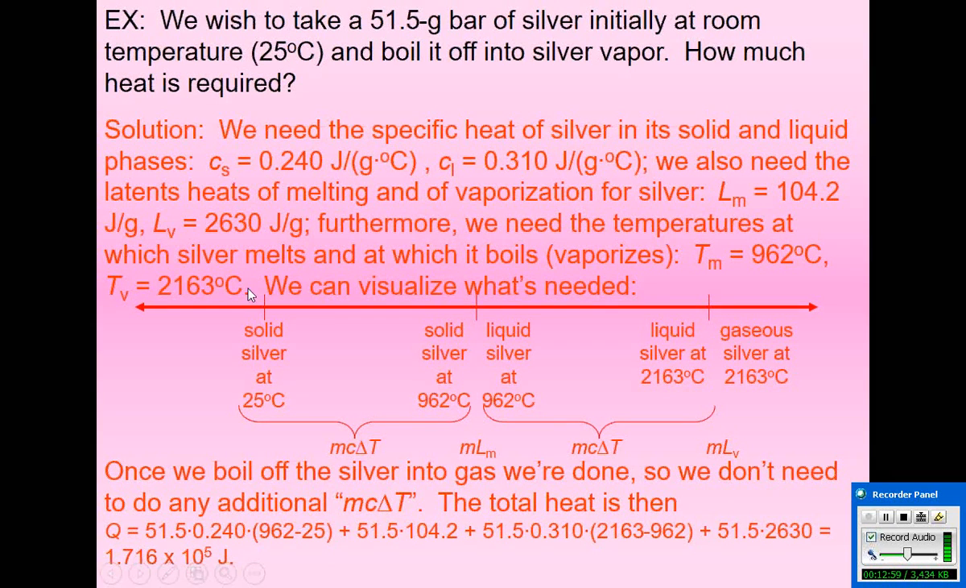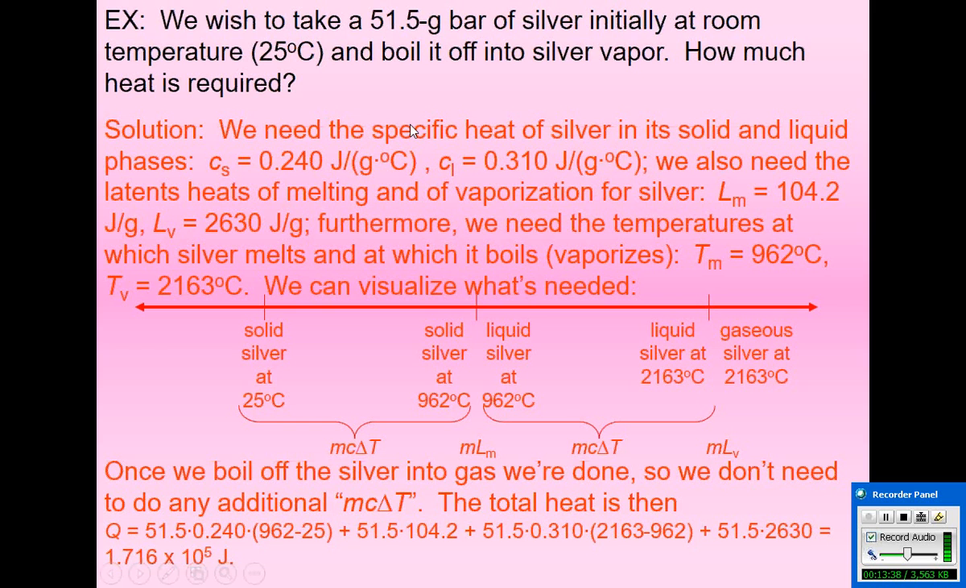So we need information about silver in its solid phase. We need to know, for instance, the specific heat of silver as a solid, and we also need to know the melting point of silver. Then we have silver in the liquid phase. We need to know the specific heat of silver in the liquid phase, and we need to know the boiling point of silver. Along with those, we need the latent heat of melting for silver, and we need the latent heat of vaporization for silver.